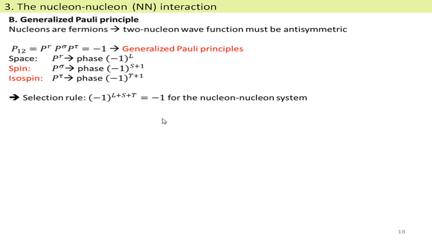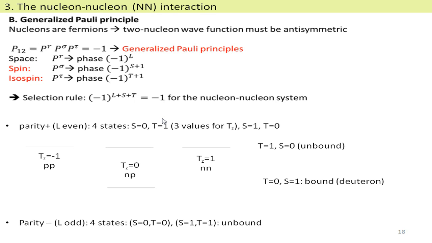P sigma introduce a phase -s plus 1, and P2 -t plus 1. So if you combine these 3 phases, you end up with an important selection rule concerning the quantum number of your system: the sum L plus S plus T must be odd. So -1 to the power L plus S plus T must be equal to -1. This is a consequence of the Pauli principle, and this is called the generalized Pauli principle.